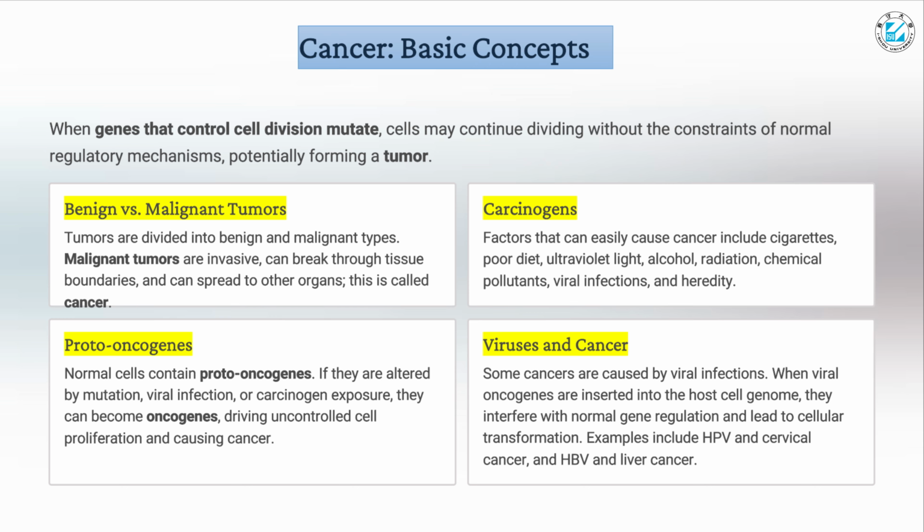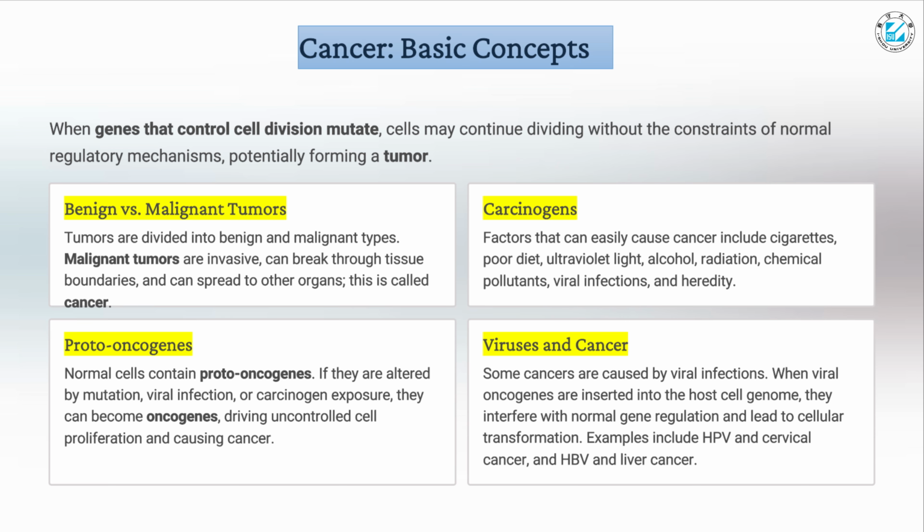Tumors can be benign or malignant. A benign tumor usually grows locally and does not invade surrounding tissue. Malignant tumors invade and can spread to distant organs. This process is called metastasis, and malignant tumors are what we commonly call cancer.